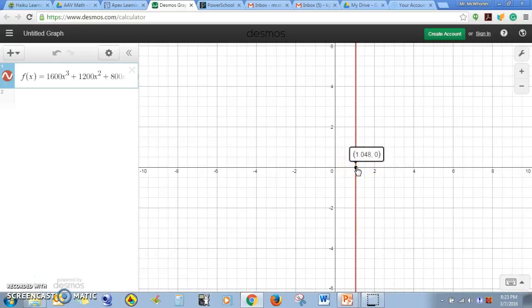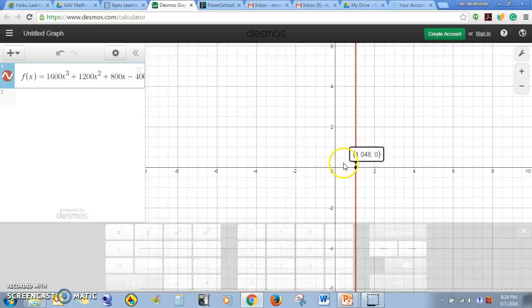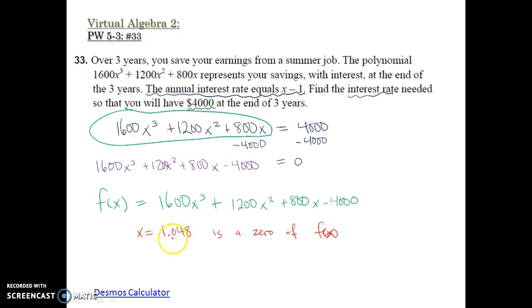And look at that, boom. Where is this function equal to 0? At 1.048. So the function value is 0 when x is 1.048, so 1.048 is our 0 for this function. So x equals 1.048 is a 0 of our function.